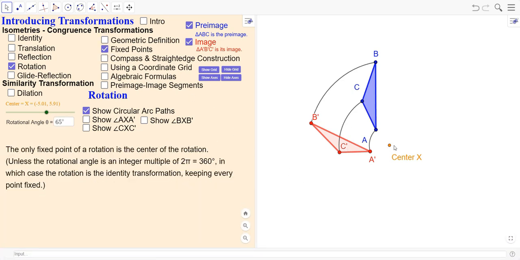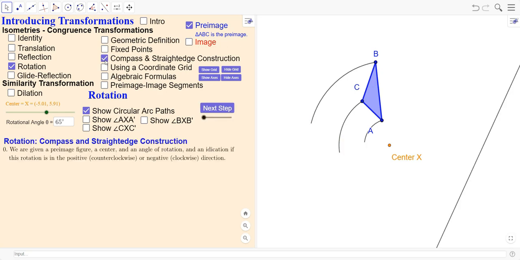The only fixed point is the center, right? If A was at the center, you would notice that as we do the rotation, it would never move, okay? But all other points get moved. They move along some circular path, right? An arc of a circular path. Okay, how about compass and straight edge constructions?